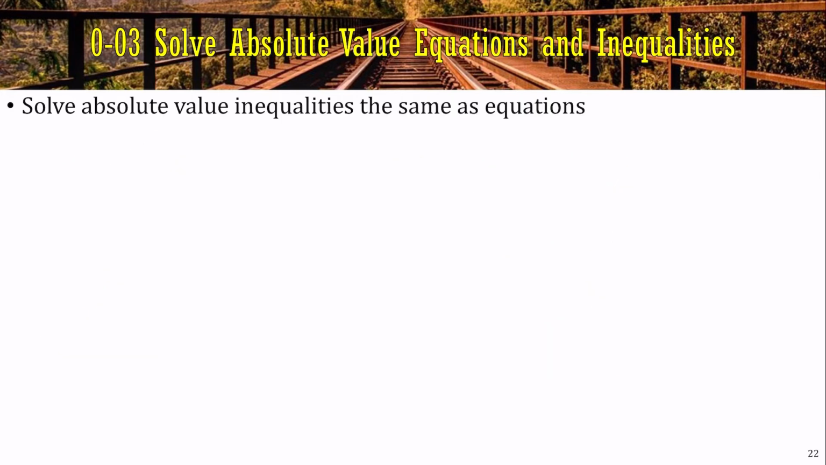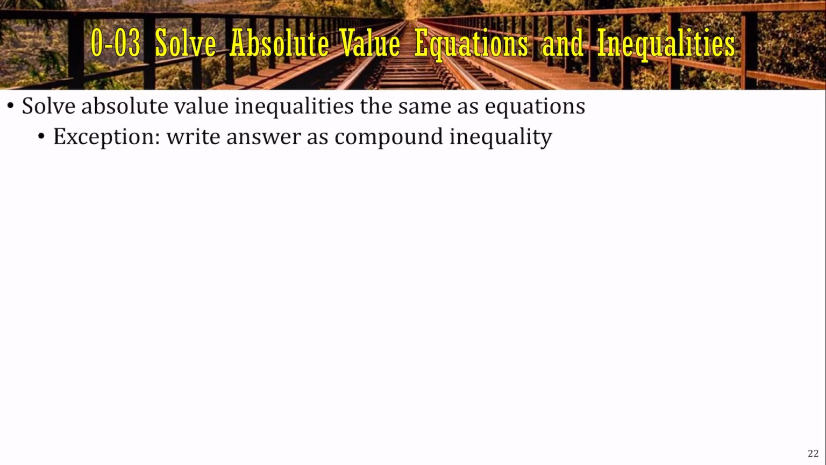But what if it's an inequality instead of an equation? Well, same thing, except we're going to combine our answers into a compound inequality. So that's like 2 is less than x is less than 5, or maybe x is less than 2 or x is greater than 5, depending on whether it's between the 2 points or going away from the 2 points, if you graph them on a number line. Let's see how it works.